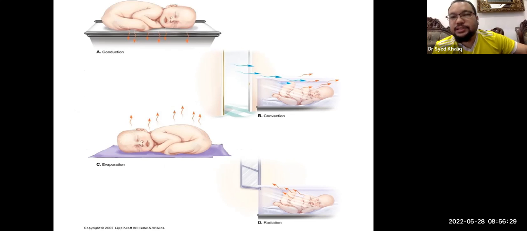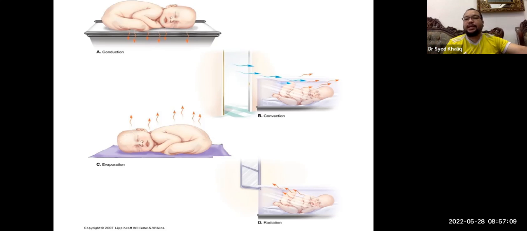The first one is conduction. Conduction means direct contact, direct conduction of heat from contact surfaces. B is convection. Convection is movement of fluid, movement of air, flow of things. The movement actually reduces the heat, so the heat is lost by that mechanism. Number three is evaporation. Where you have fluid droplets on your body, it changes from fluid into vapor. This process of evaporation loses heat.